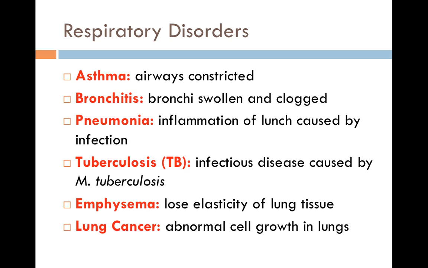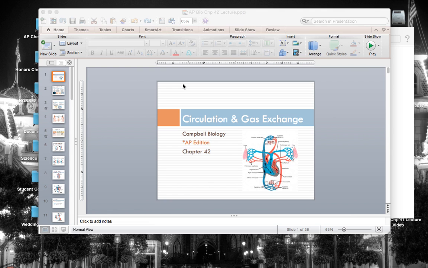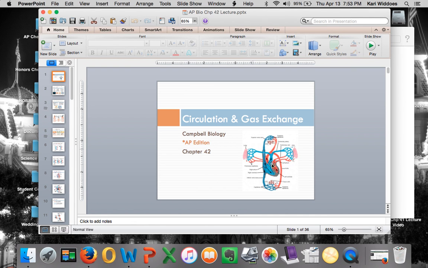Emphysema is when your lung tissue is less elastic, it's less movable, and it can't take as deep a breath. Usually that's caused by smoking. And then lung cancer is when you get abnormal cell growth or lumps in your lungs, and again, that's mainly caused by cigarette smoking. And that concludes this lecture.